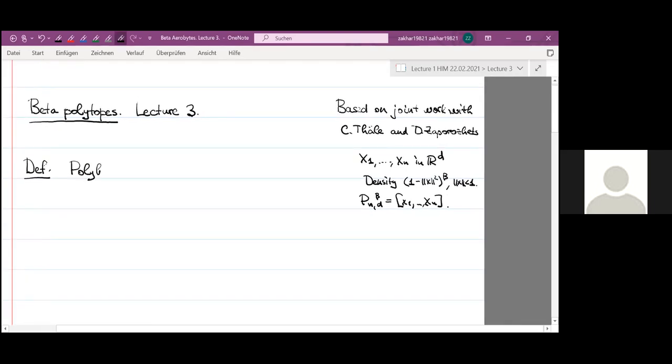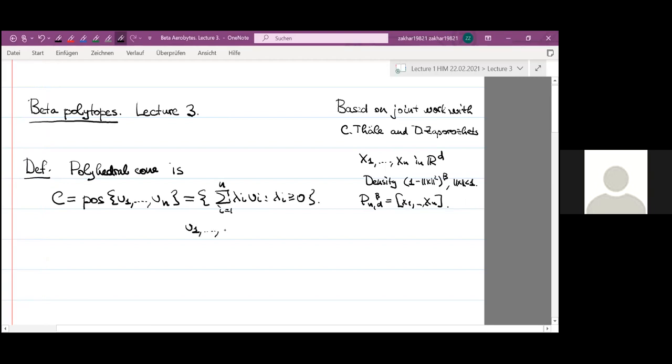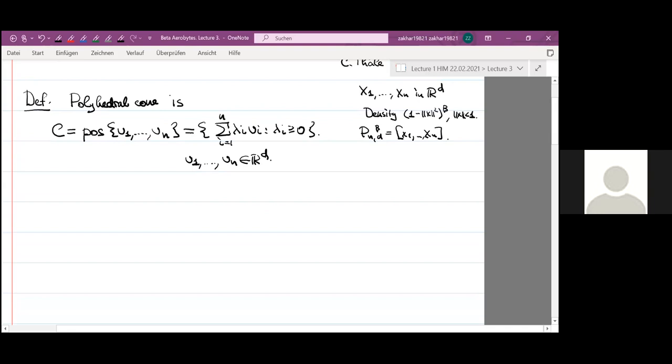A polyhedral cone, or just a cone, is defined as a positive hull of finitely many vectors. So it is a positive hull of finitely many vectors v1, say, vn. And remember that the positive hull is defined as the set of all combinations of these vectors with non-negative coefficients. Here, v1 and so on, vn, are some fixed vectors in R^d. So a polyhedral cone is just a positive hull.